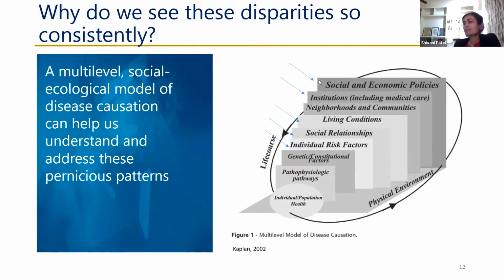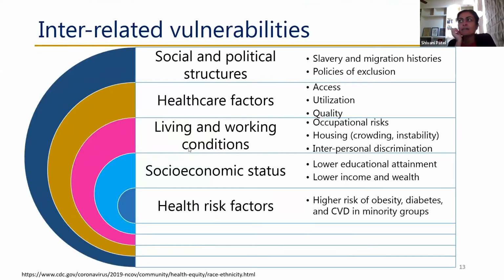I put arrows on some of the ones that I think are most critical, but you can imagine for COVID, each one of these is extremely important, and we can't understand what's happening, even at a risk factor level, if we don't think about that broader context. And so I've highlighted some of the factors, using that paradigm, that I think could be important for COVID-19 specifically. For example, the social and political structures that I've already alluded to are slavery and migration histories, as well as overt policies of exclusion.